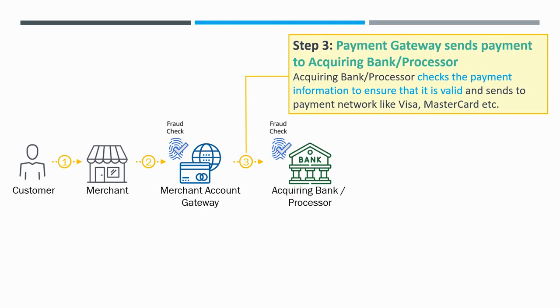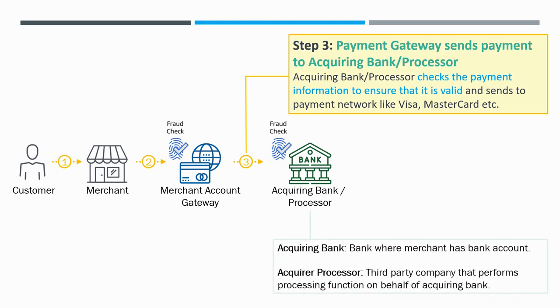After the payment gateway has validated the payment information, it forwards it to the acquiring bank or acquiring bank processor, which acts on behalf of the acquiring bank. The acquiring bank or processor then conducts additional fraud checks to verify the accuracy of the payment information. The acquiring bank is where the merchant has their bank account, and the acquiring processor is a third-party company that carries out processing functions on behalf of the acquiring bank.